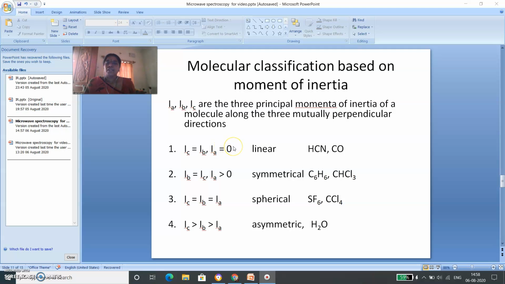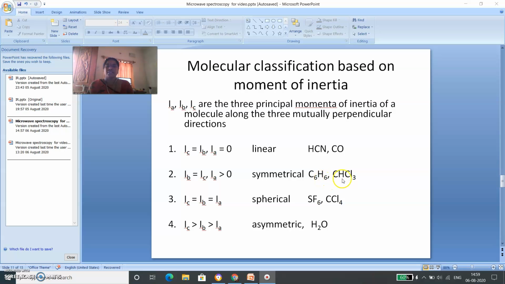So we will consider various cases by taking their axes or directions. The first case, let us say IA is equal to 0 and IB is equal to IC, which is a linear type. Linear type examples are HCl and CO. The second case, IB is equal to IC, but IA is greater than 0. So it is symmetrical.